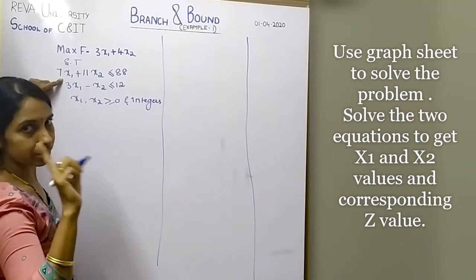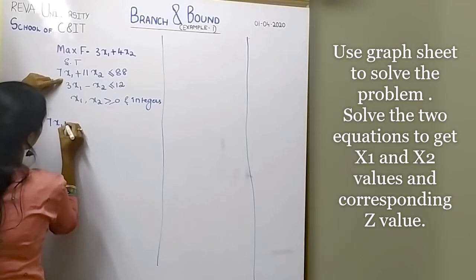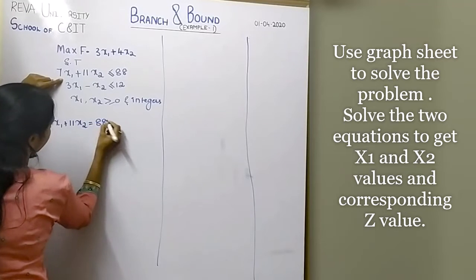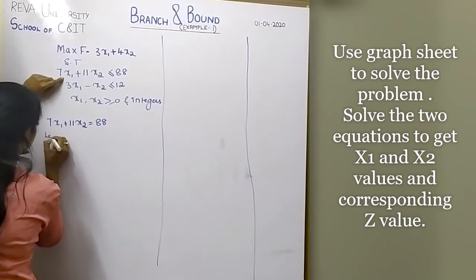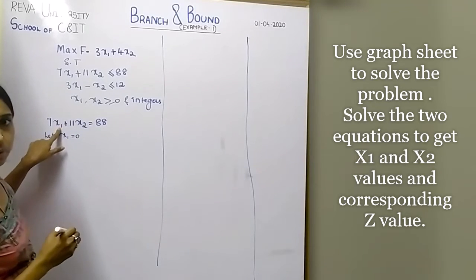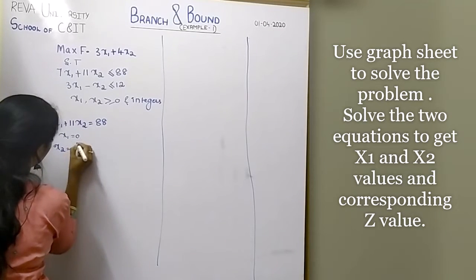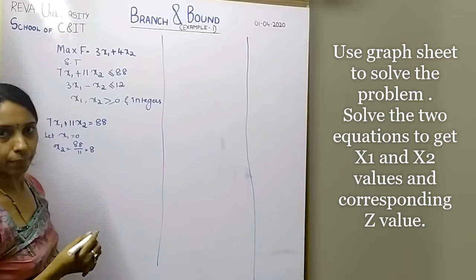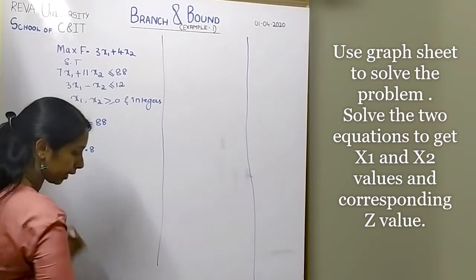First consider the first constraint, 7x1 plus 11x2 equal to 88. Let us consider x1 equal to 0. If x1 is equal to 0, what is x2? x2 is equal to 88 divided by 11, you will get 8. So one point here is 0, 8.